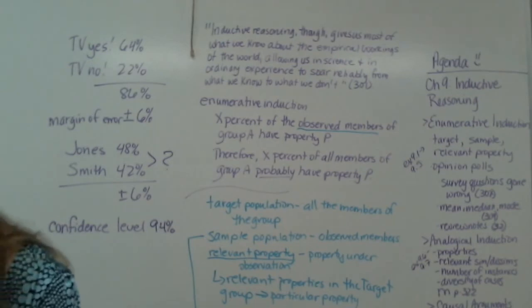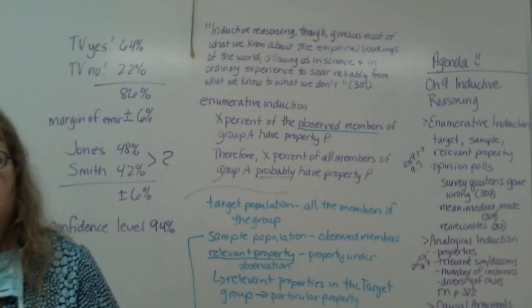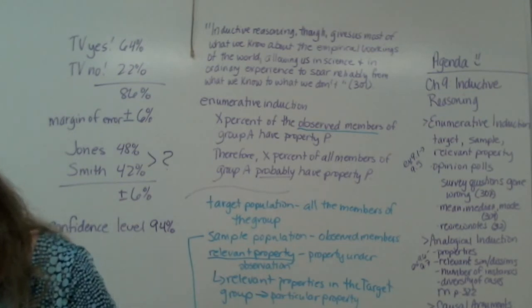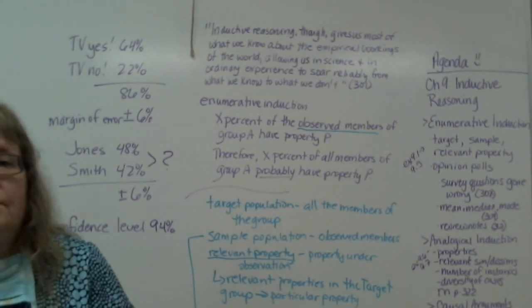And then on page 312, you have your official definitions for target group, sample, relevant property, all the way down to confidence level. And then you have exercises to do.